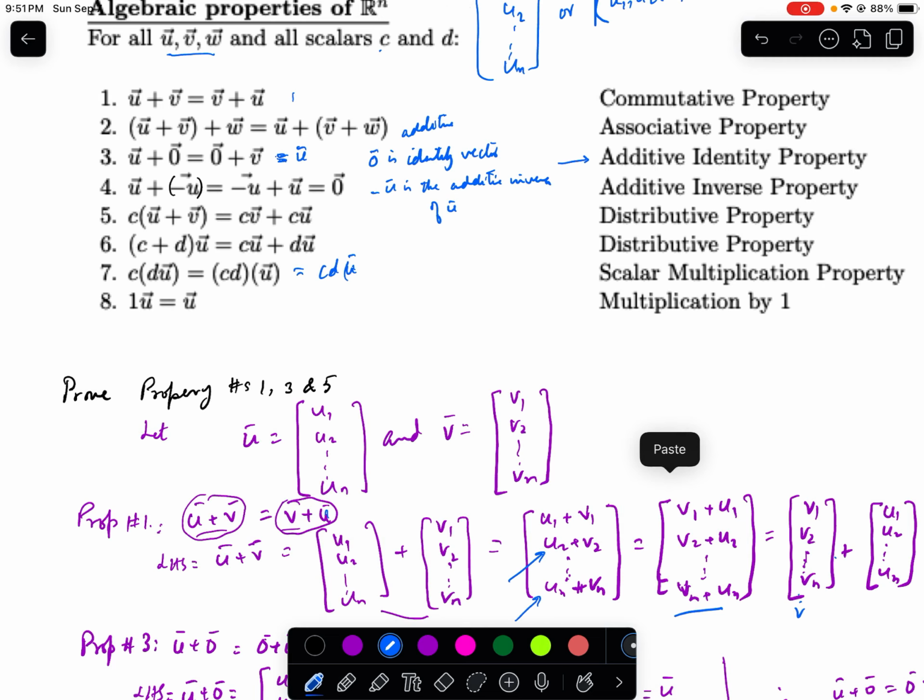Okay, the next section 1.8 talks about the linear transformations.